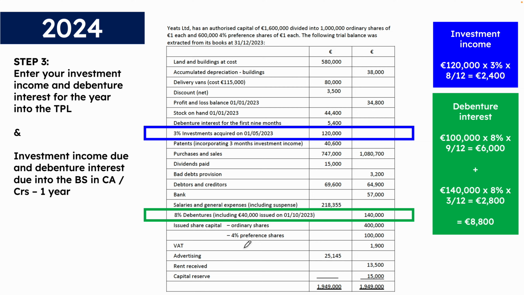Next, we've got 8% debentures, including 40,000 issued on the 1st of the 10th, 2023. That's 140,000. So we got a top up of 40,000 after the 9th month. So for the 10th, 11th and 12th month, we had 140. So for 3 months we had 140, but that means that for 9 months we had 100,000.